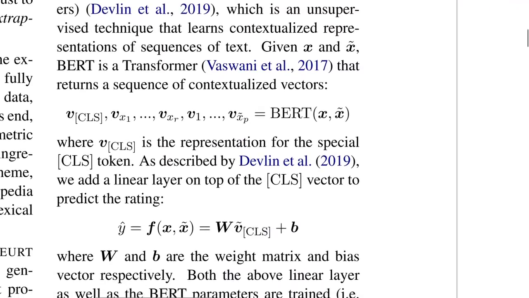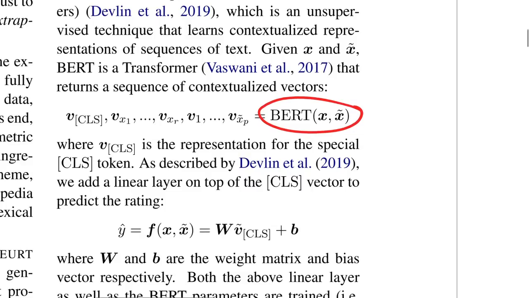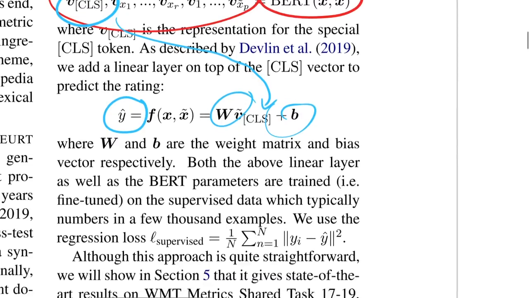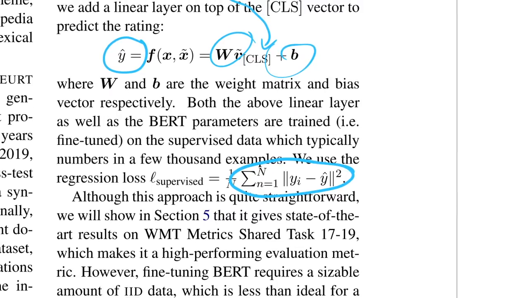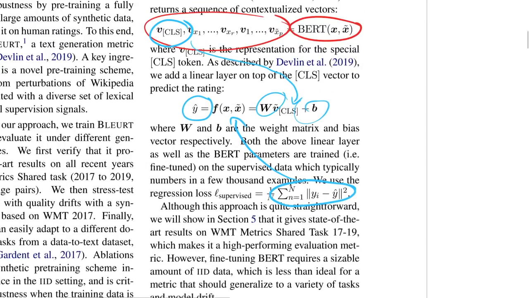So you input these two things, and out comes this whole sequence, and you take the CLS output vector and put it through a linear layer, weights and bias, and that would output a number Y. And the number Y you train to be as close as possible to what the human would say about this pair, X, the gold standard, and X tilde, the output of the system. So this is what you would do if you were simply going about it.